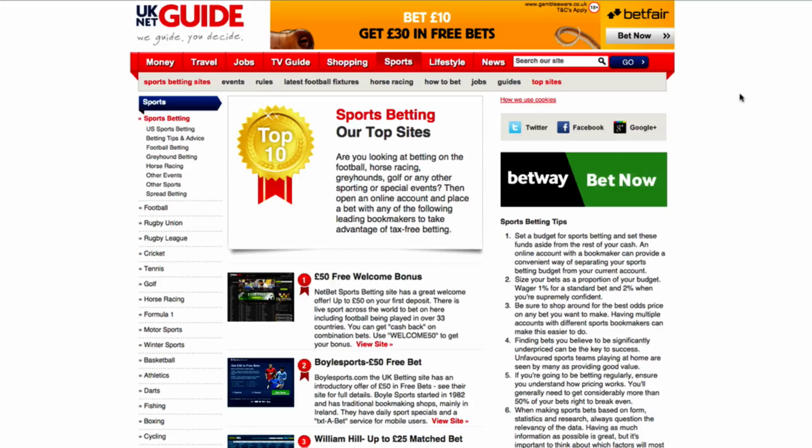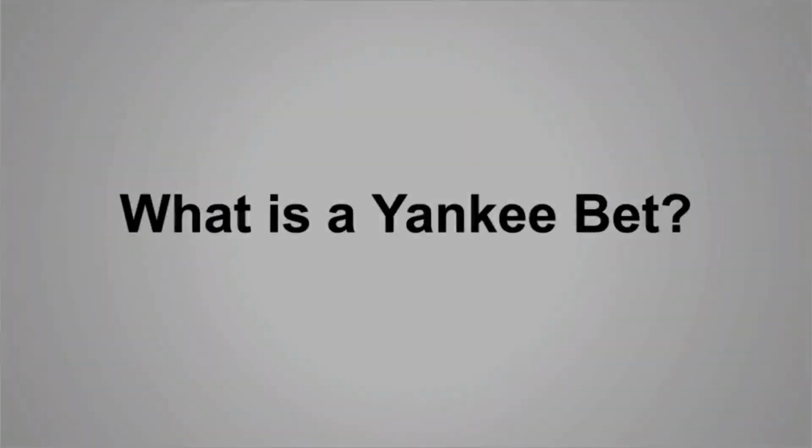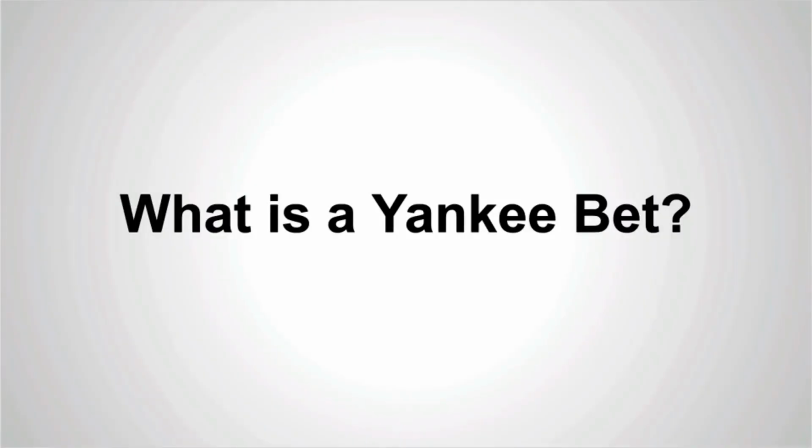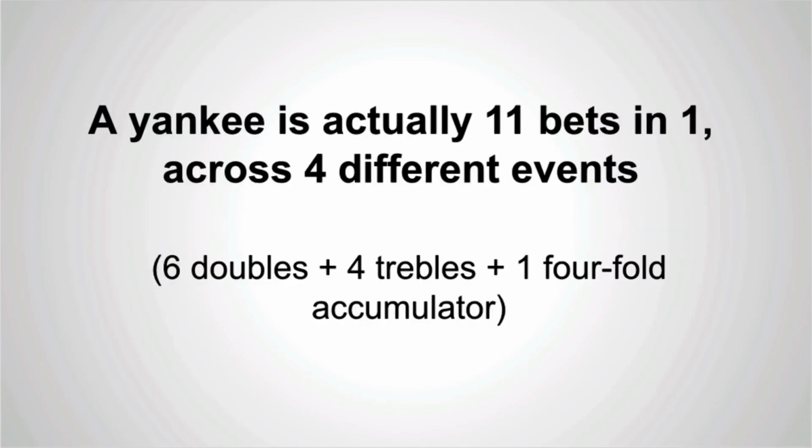Let's now move on to Yankee bets and see what they are all about. So just what is a Yankee bet? Well, it is basically a combination of 11 bets across 4 different events that are just packaged up into a simple single option. It is made up of 6 double bets, 4 treble bets, and a 4-fold accumulator.